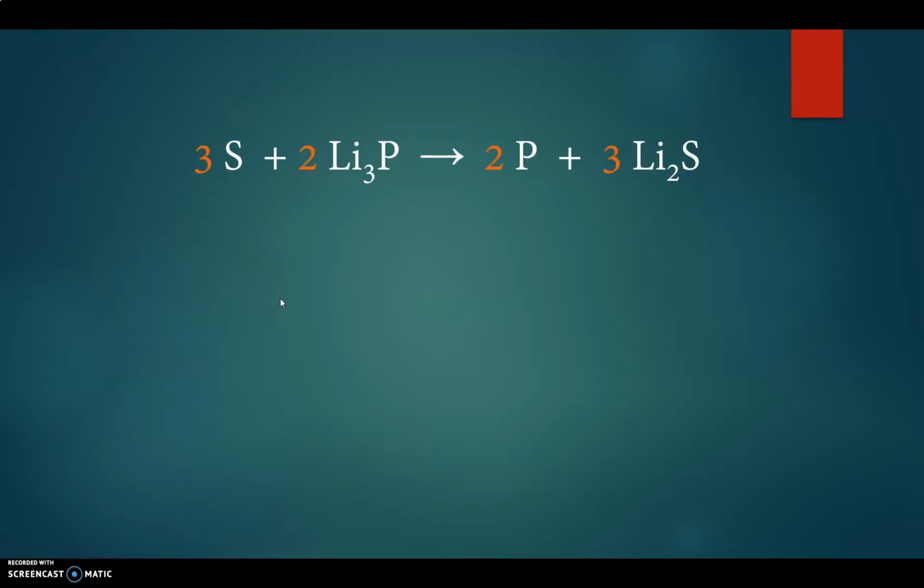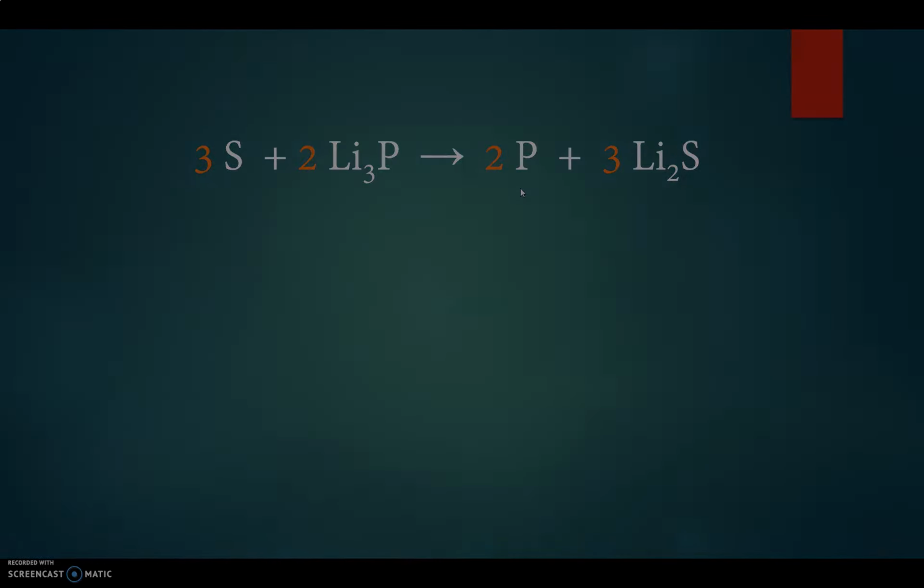To balance the equation, it's probably easiest to take a look at the lithiums first, because it's one of those 2-3 combinations, which means we'll want 6 lithiums on the left and 6 on the right, which means we'll need 2 lithium phosphides and 3 lithium sulfides. Because there's 3 lithium sulfides, we'll need 3 sulfur, and with 2 lithium phosphides, we'll have to have 2 phosphorus.